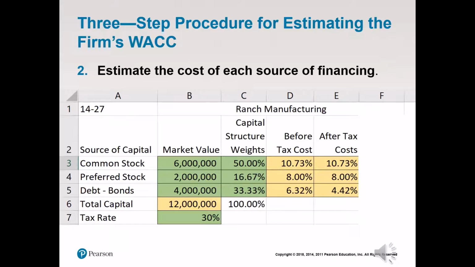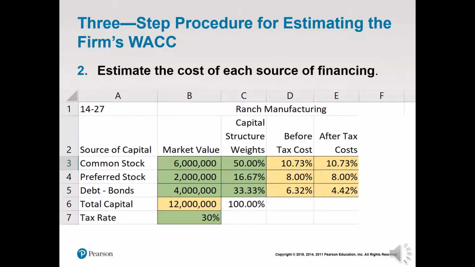The second step is to estimate the cost of each source of financing. Here you can see that before tax cost of common stock is 10.73%. This is calculated based on the dividends that we're paying. The preferred stock before tax cost is a little less, it's 8%. And our payments for bonds, this is calculated based on the coupon rate that we pay, is 6.32%. You'll notice that we also have a tax rate in column B. Our tax rate for this company is 30%.